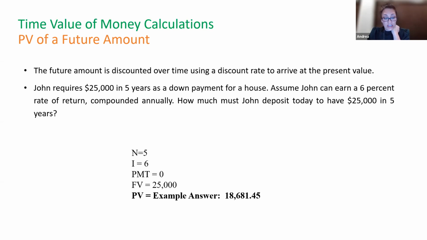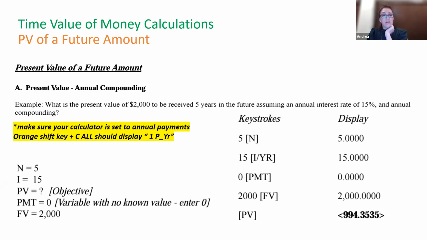The interest rate is 6. The payment, there is no payment here because that's not part of the equation. Our future value is $25,000. And we are solving for our present value. So I'm just showing you what these variables look like, and we're going to actually do some keystrokes on this next slide. Again, have your calculator set to one payment per year.